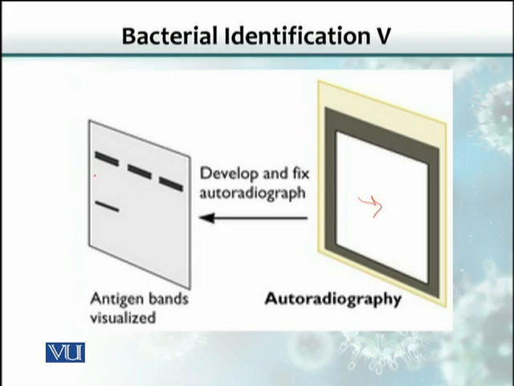So this is an X-ray film that is basically showing different bands. And the presence of these bands basically tells us that the protein was there. And the protein, we know it came from a specific microorganism. And that is how we can apply Western blotting, one of the modified versions of a serological technique.